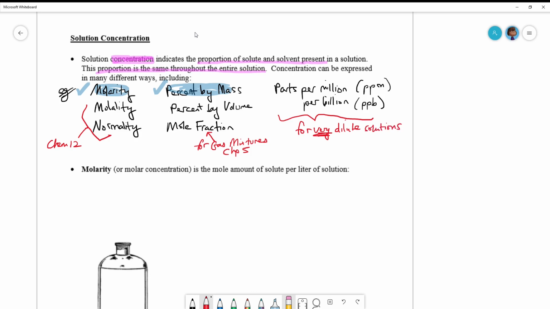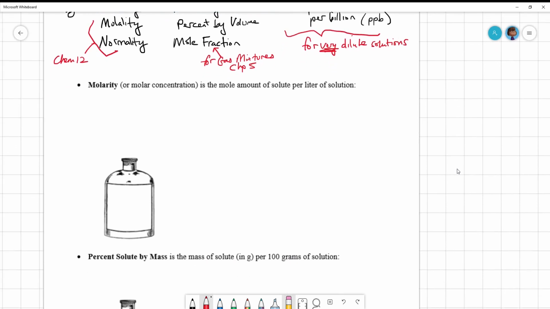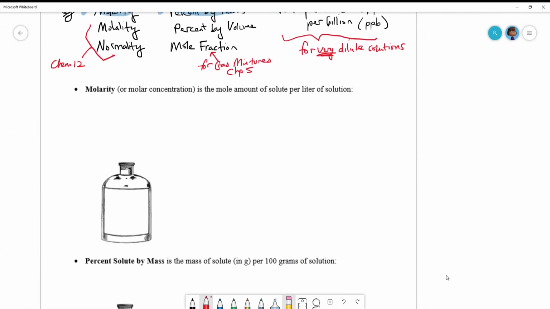Okay, so having introduced a variety of terms that we use to express concentration, let's focus on the ones that are important: molarity and percent by mass. So scrolling down here, let's start with solution molarity, which is also sometimes called molar concentration. Okay, let's get a new colored highlighter. Let's go with traditional yellow. So molarity is our first one here.